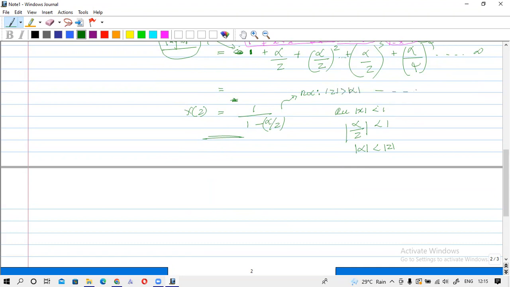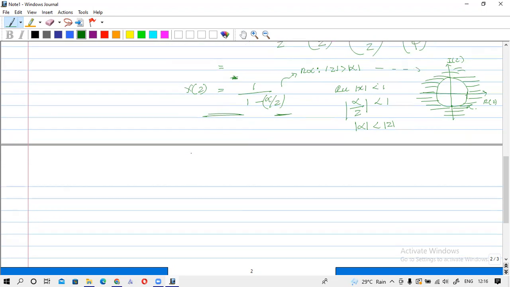So what is this? If we draw a circle in the z plane, with real z on one axis and imaginary z on the other, with radius alpha, then z should be greater than alpha. That means the area beyond this circle is the ROC for this signal.